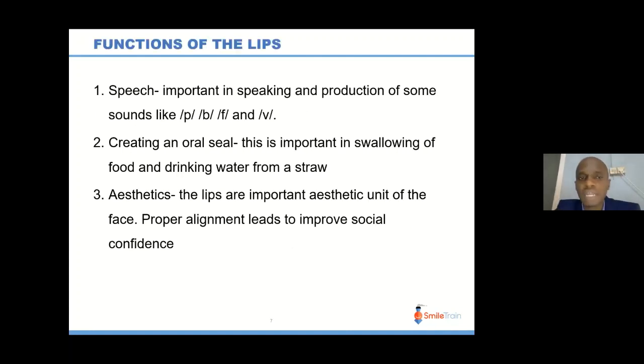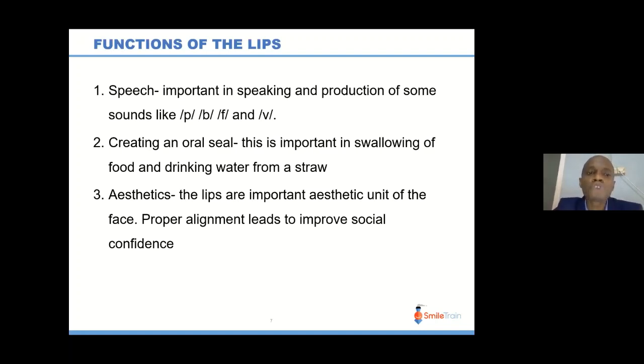So the function of the lip. The lip functions for three major things. For speech, like I said earlier on, some sounds are labial sounds. They are generated with the lip, like the p, the b, the f, and the v. Those sounds use the lips for pronunciation. So patients with bilateral cleft lip may have difficulty with those sounds. Even though many of them overcome it, some of them can have problems pronouncing those specific sounds.